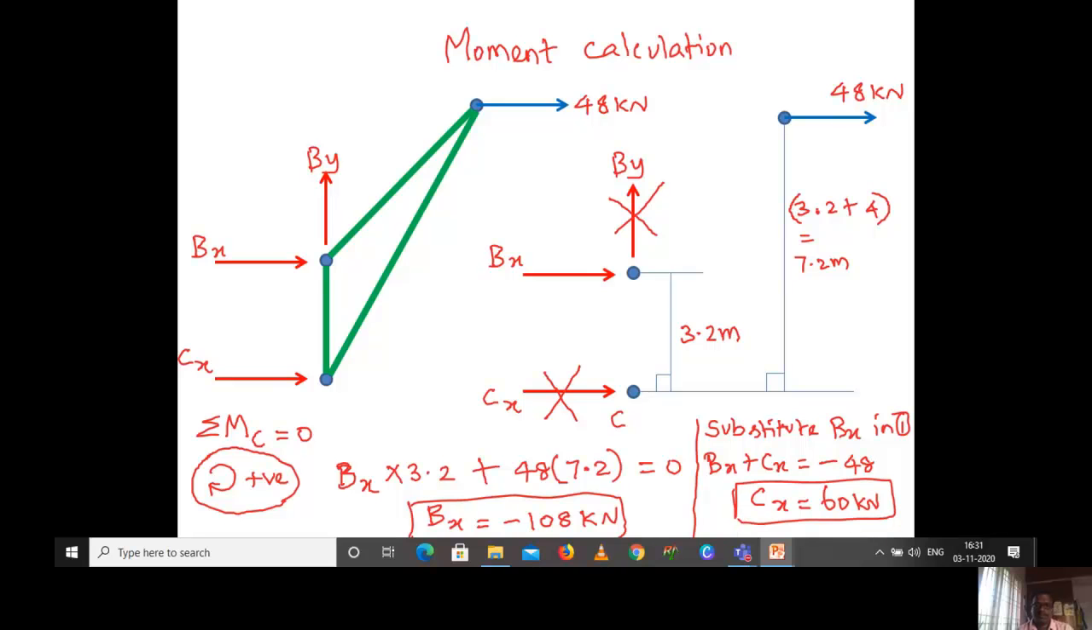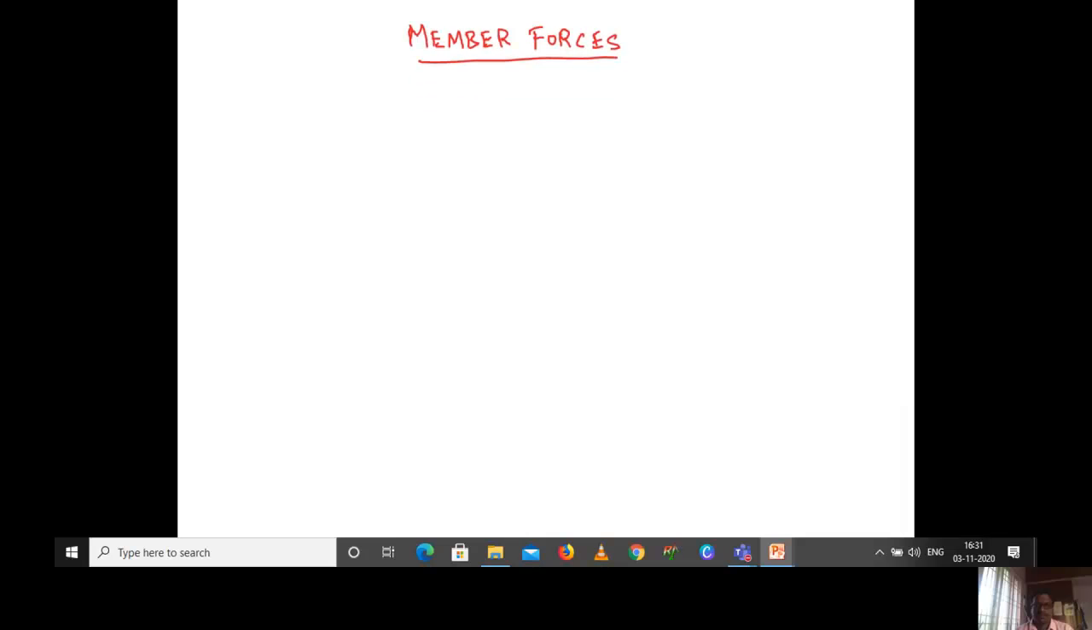So it's all about the moment calculation. Based on that, we have calculated the reaction force at C and reaction force at B. So now, as we discussed earlier, we are going to calculate the member forces. Okay, in this particular truss problem, we have three members. In the three members, what are the forces acting? We are going to calculate that by using the method of joints.